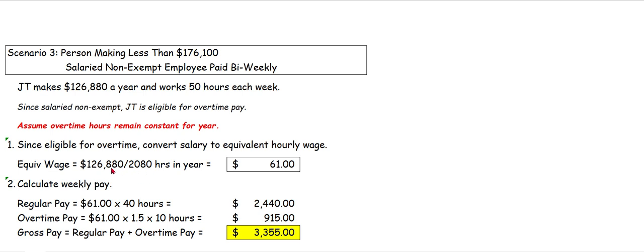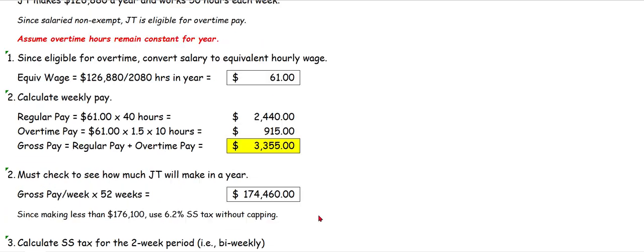Since eligible for overtime, we have to convert the salary to an equivalent hourly wage. So $126,880 divided by the number of work hours in a year yields $61 of equivalent hourly wage. Now we're going to calculate the weekly pay. Regular pay is $61 times 40 hours, which is that. Overtime pay is 61 times 1.5 times the 10 hours above 40. And gross pay is adding those two together.